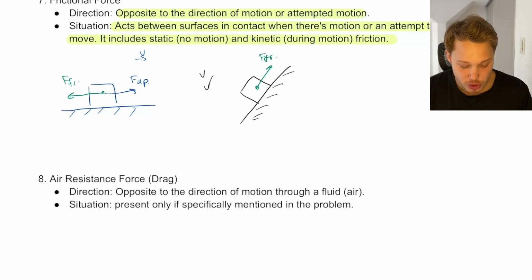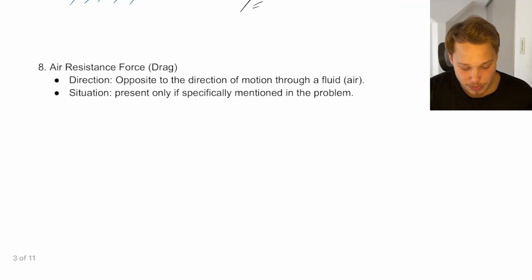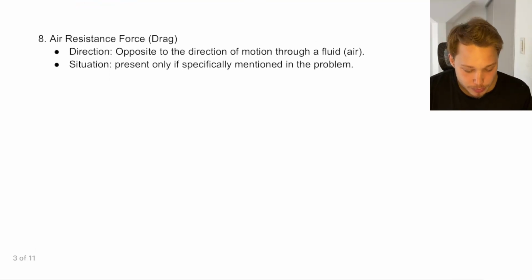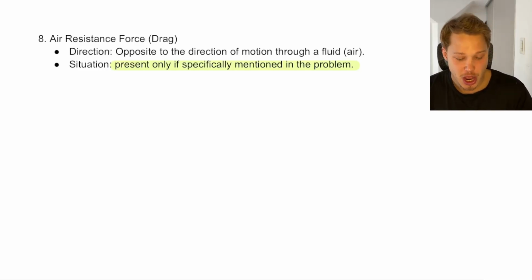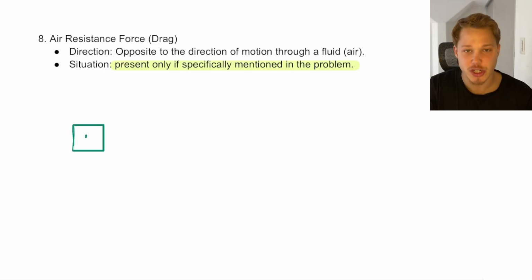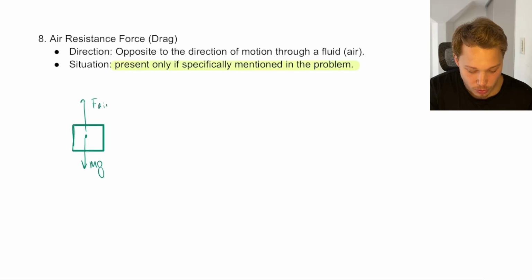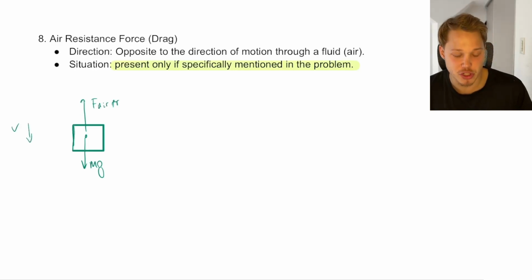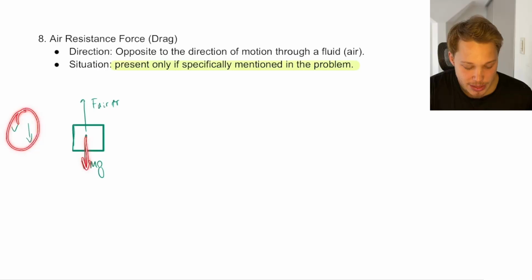Similarly to friction force, we have air resistance force, which is not so common, but I would still like to mention it. It's present only if specifically mentioned in the problem. So in general, if something is flying through the air, I don't want you to assume that there's air friction. Typically, they will just say ignore any air friction. However, in the few problems that do have air friction, just like regular friction, it'll be pointed in the opposite direction of motion. So if gravity is pointed downwards, the air friction will be pointed upwards. If, for example, you're skydiving and moving downwards, the air friction will be pointed in the opposite direction.